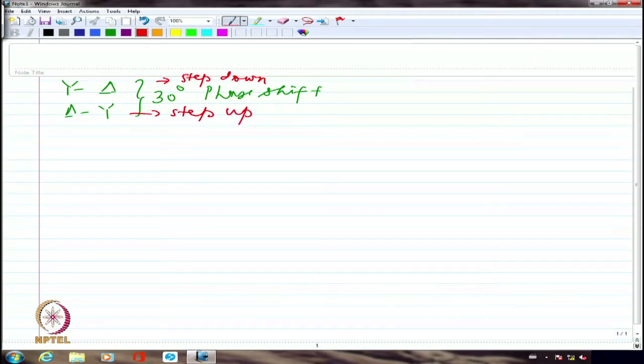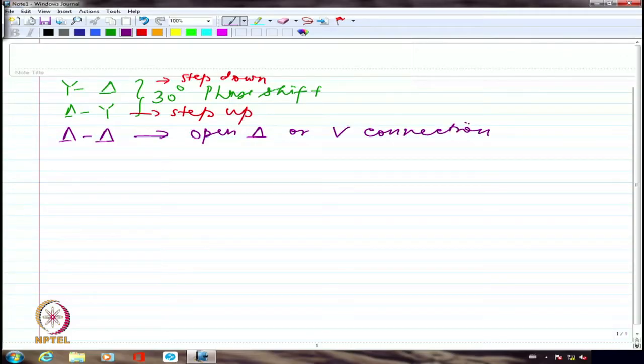And when we came to delta-delta, we said there is no phase shift, there is no step-up or step-down, but the major advantage is you can operate this in open delta configuration if one of them conks out. So open delta or V connection is possible only in a delta-delta transformer. That is the major advantage of the delta-delta transformer.